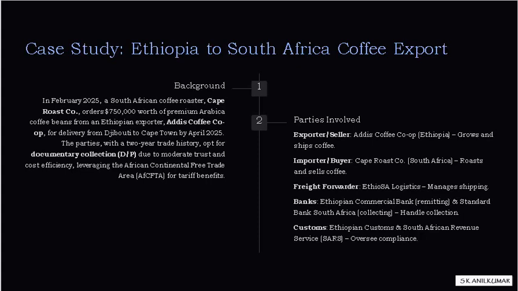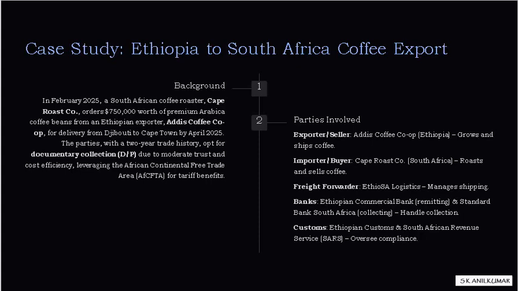CFTA is the free trade agreement for the continent that provides benefits to different countries. Who are the parties involved? The exporter is Addis Coffee, the importer is Cape Roast, the freight forwarder is Ethio Logistics, the bank is Ethiopian Commercial Bank, and then Ethiopian Customs and South African Revenue Service are involved.